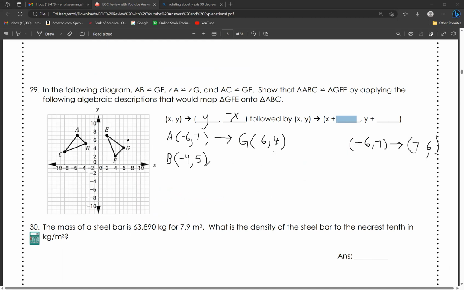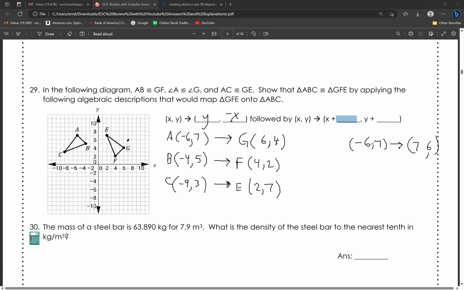All right, B is -4, 5. And that goes to what? B goes to F, right? What are the coordinates of F? F is 4, 2. And C is -9, 3, right? And then C becomes what? E, right? And what are the coordinates of E? E is 2, 7. Okay. So step one.